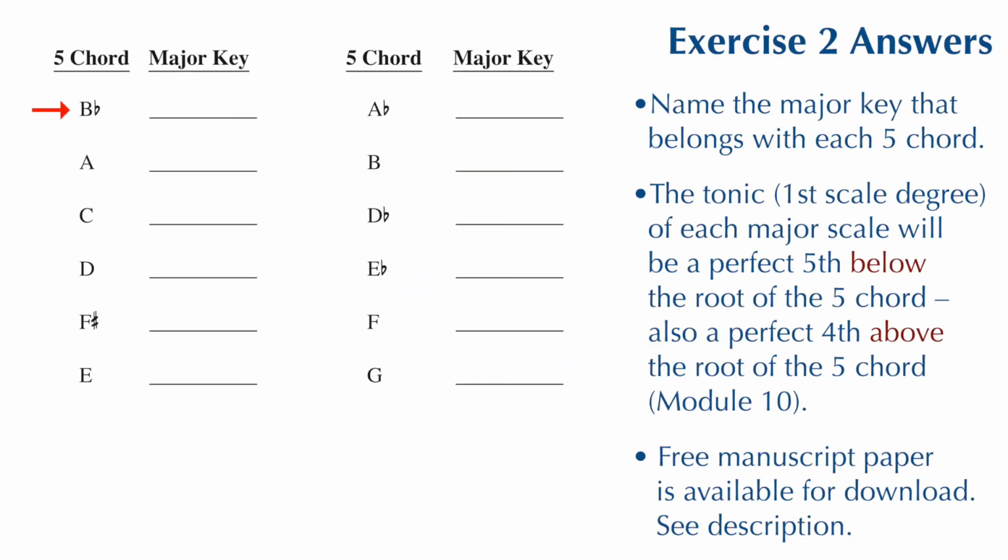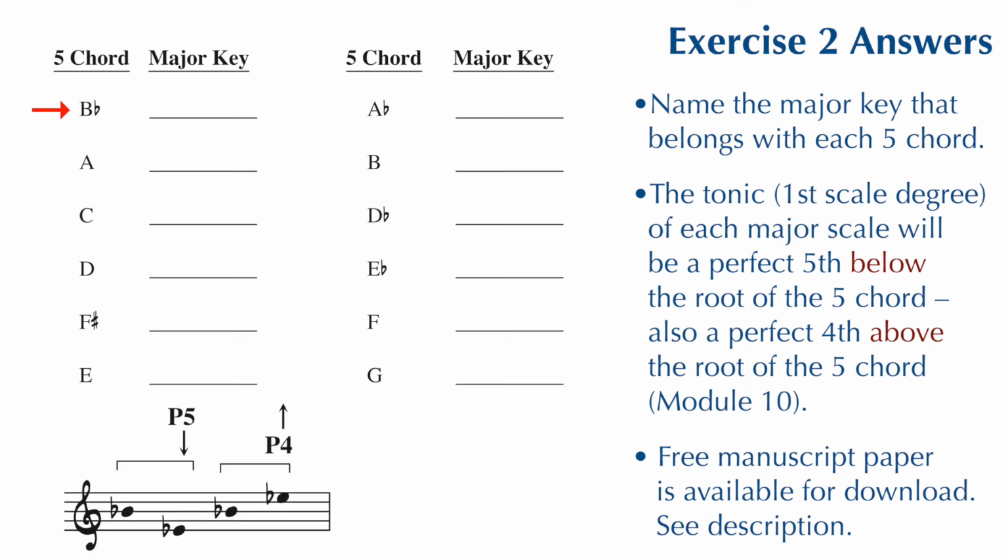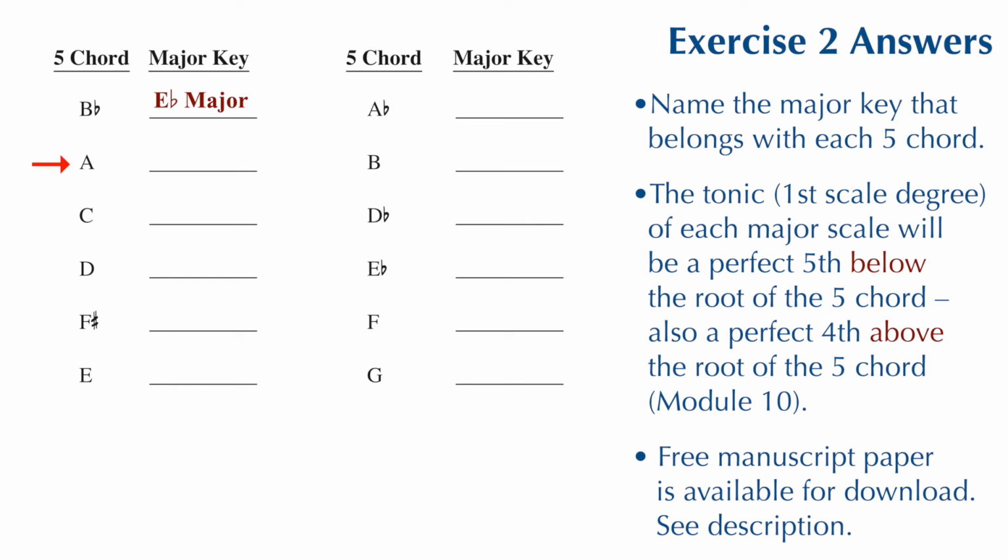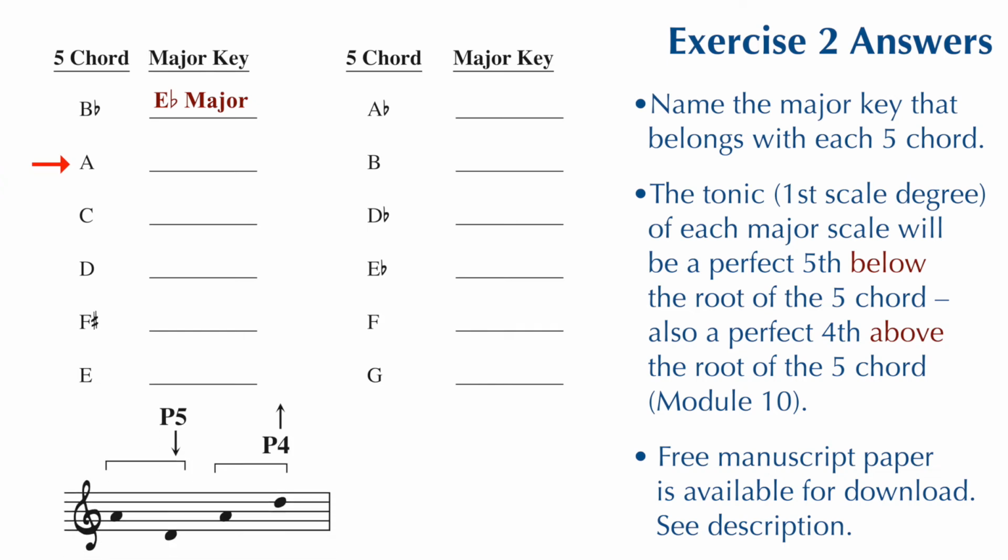If the 5 chord is B flat major, we take the root of the B flat major chord, the B flat, and lower it a perfect 5th or raise it a perfect 4th, and find ourselves on an E flat. So our major key is E flat major. If the 5 chord is A major, we take the root of that chord, the A, lower it a perfect 5th, or raise it a perfect 4th, we find ourselves on a D. We are in the key of D major.